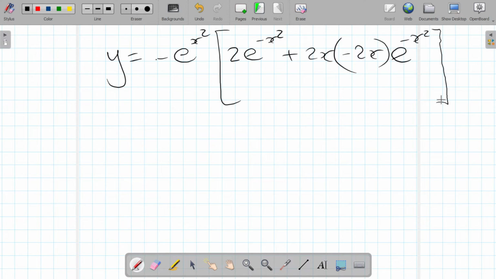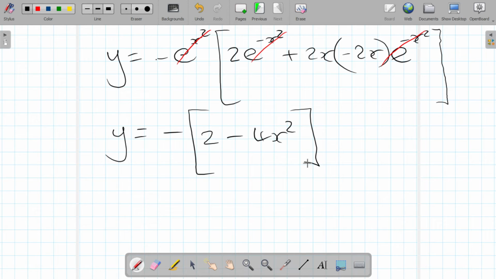So before I do anything else, I'm just going to cancel all the exponentials. Because what we're effectively doing is multiplying out this e to the x squared by all the e to the minus x squared terms in the bracket. So what we're left with is y equals minus, in brackets, 2 minus 4x squared, right? And that can be simplified to give y equals 4x squared minus 2.